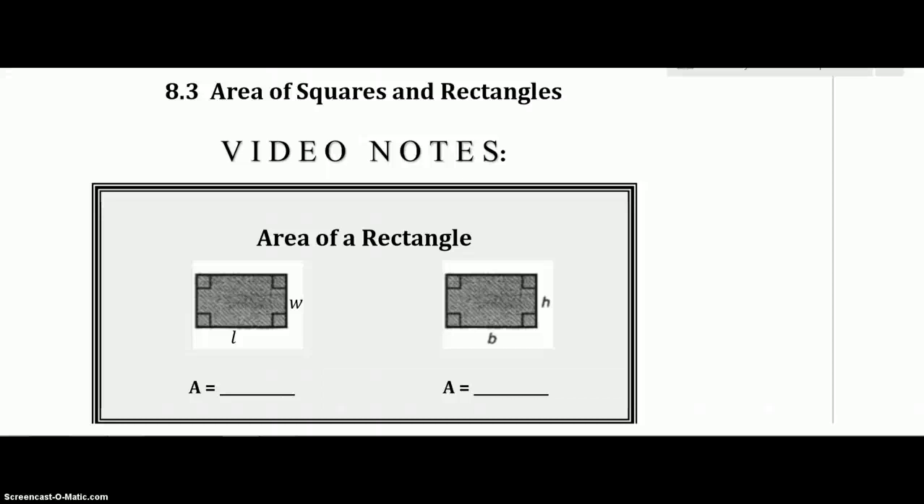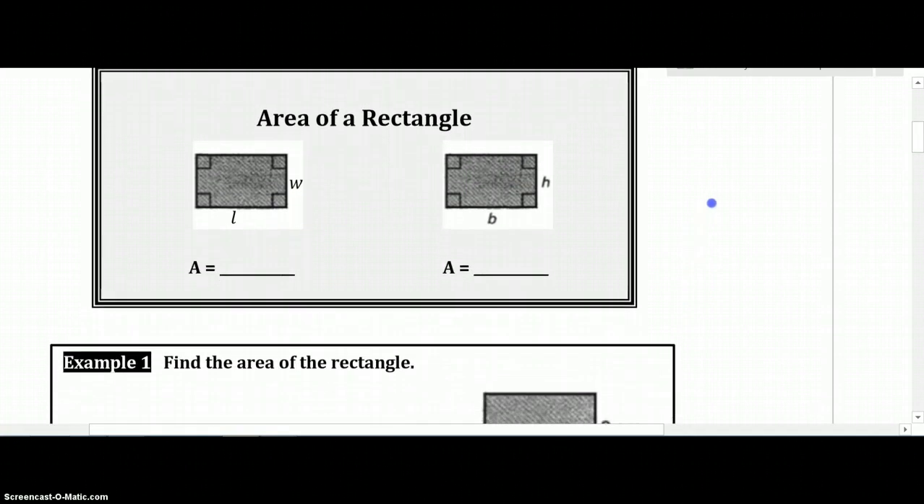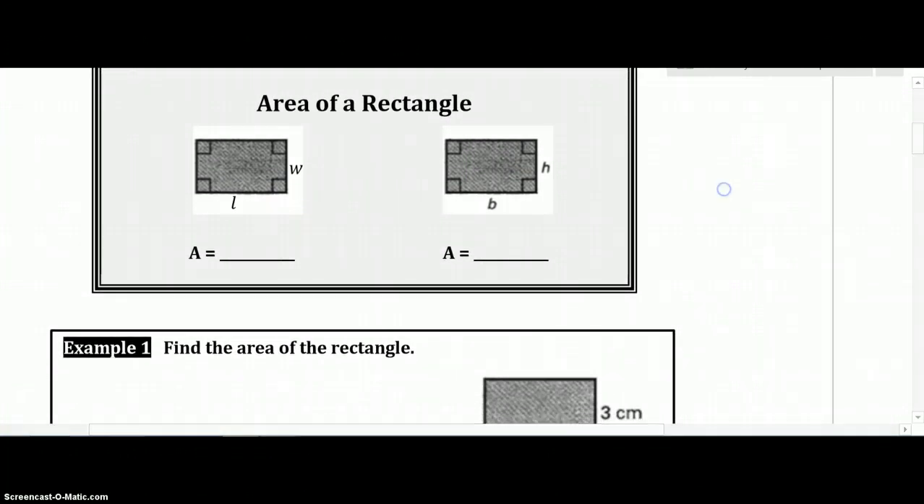Section 8.3 should be mostly review for you all. It's just the area of squares and rectangles. So let's first look at a rectangle. Oftentimes you have heard the formula length times width. It could also be called base times height. I believe that's what your book calls it.